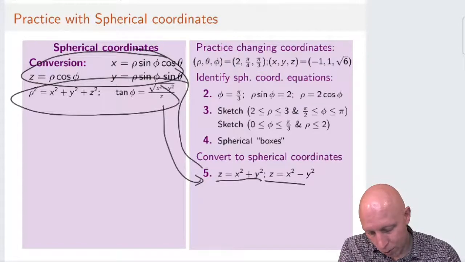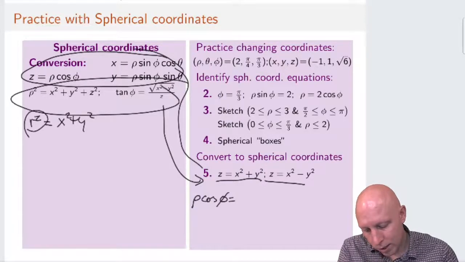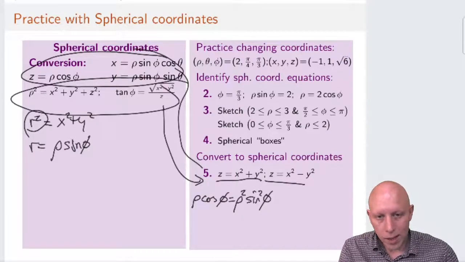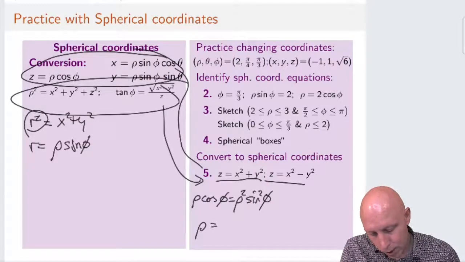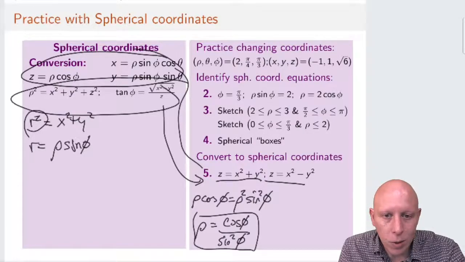So z is equal to rho cosine of phi, and then x squared plus y squared, well, we already figured out that that's r squared, and r was equal to rho sine of phi. So x squared plus y squared is rho squared sine squared phi. And so if we're writing this down in terms of rho as a function of phi and theta, we get rho is equal to cosine of phi divided by sine squared phi. That would be a way to write down that equation.